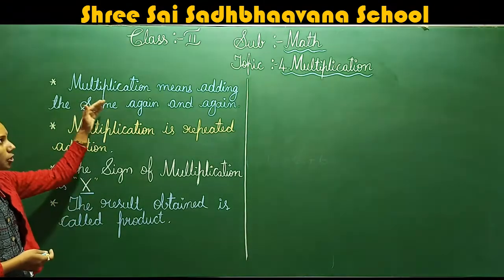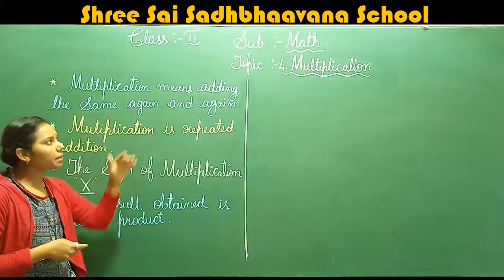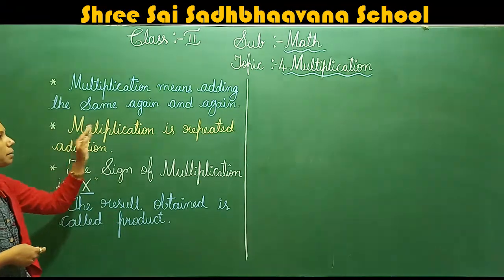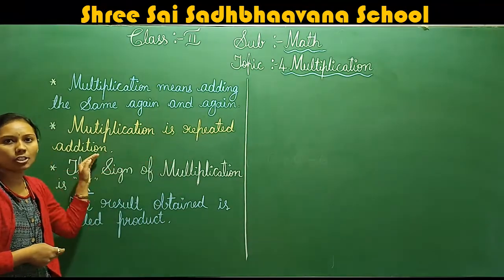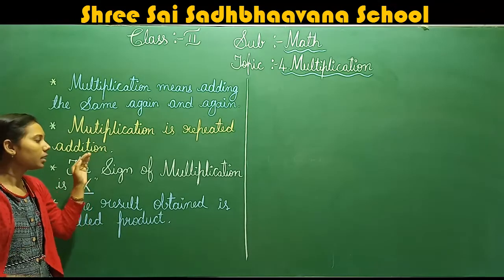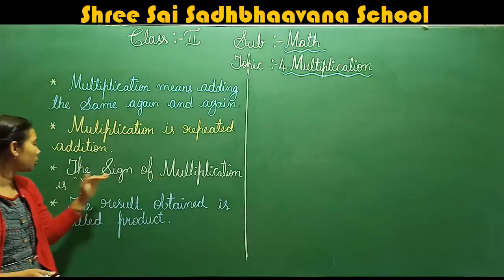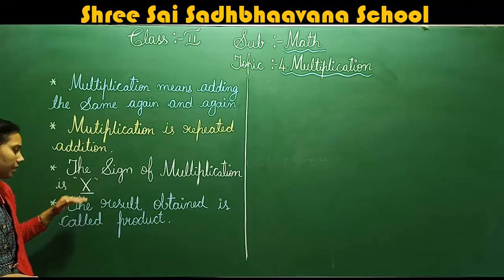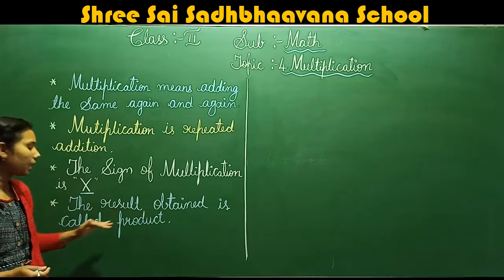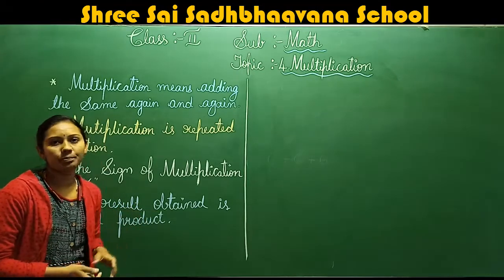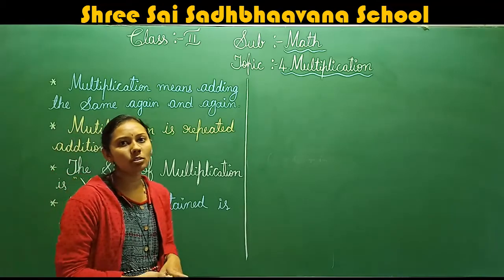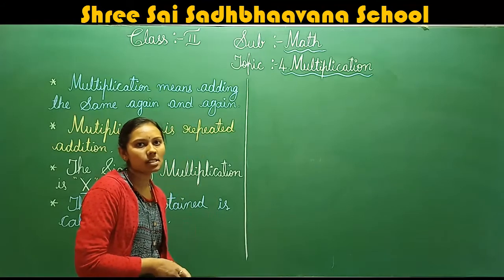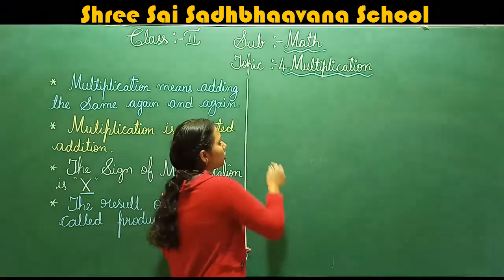Understood children? Multiplication means adding the same number again and again. We can say multiplication is repeated addition also. Next, the sign of multiplication is cross or X, looks like this. Next, the result obtained is called product. We should know about these things when we do multiplication. Now let us see one example of how to do multiplication.